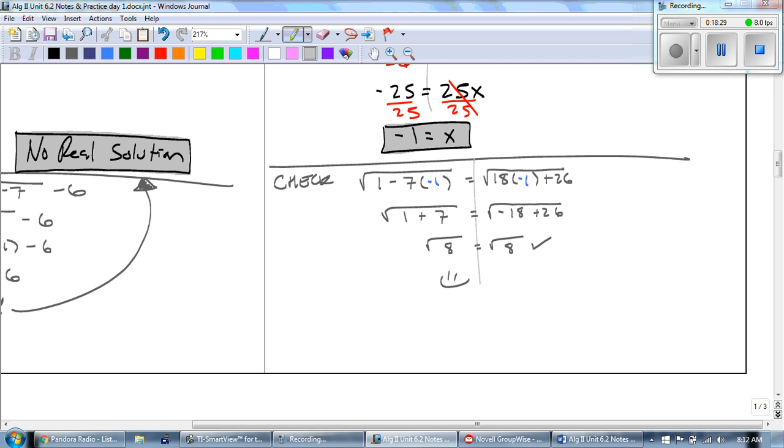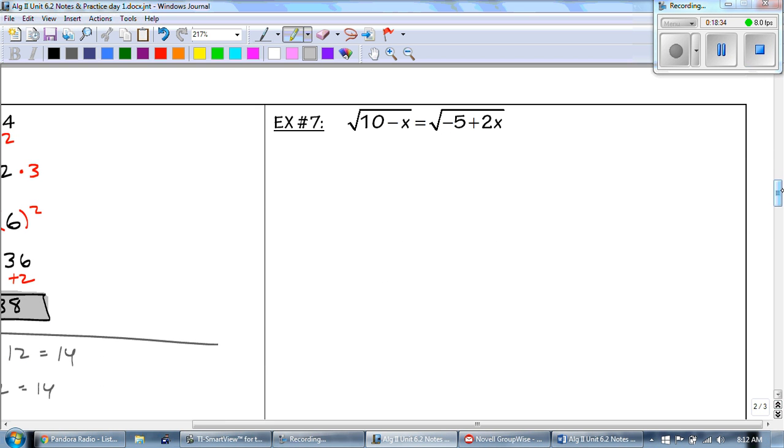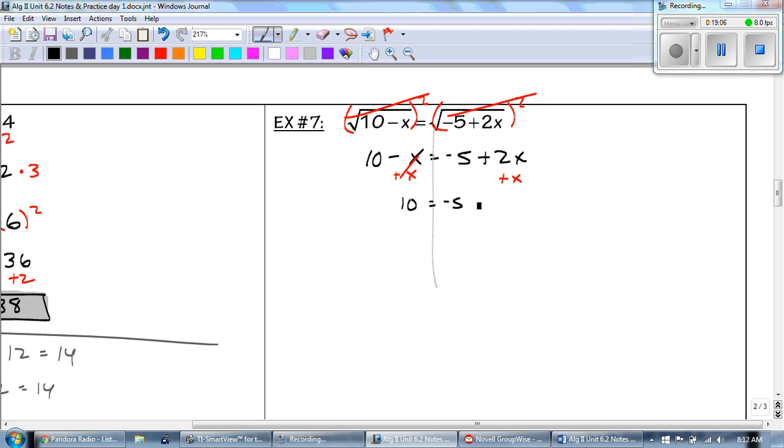Now flip it over. All right, you guys ready? We have square roots on both sides. So I need to square both sides to cancel them. And we get 10 minus x equals negative 5 plus 2x. Okay, variables on both sides. Move the smaller variable. 2 plus 1, good, 3x.